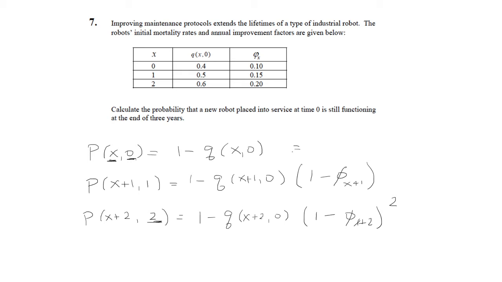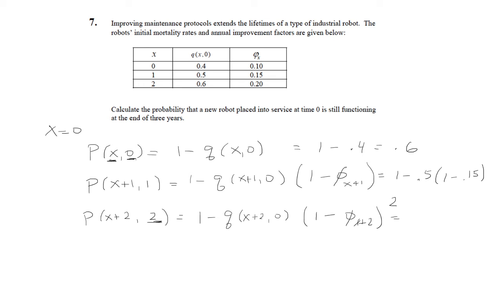So now we can just use the table, q of x, 0. So here, x is going to be 0. That's going to be 0.4. So that's, in other words, 0.6. So q of x plus 1, that's q of 1, 0, which is 0.5. And then we're going to multiply that by 1 minus our improvement factor at time x equals 1, which is 0.15.